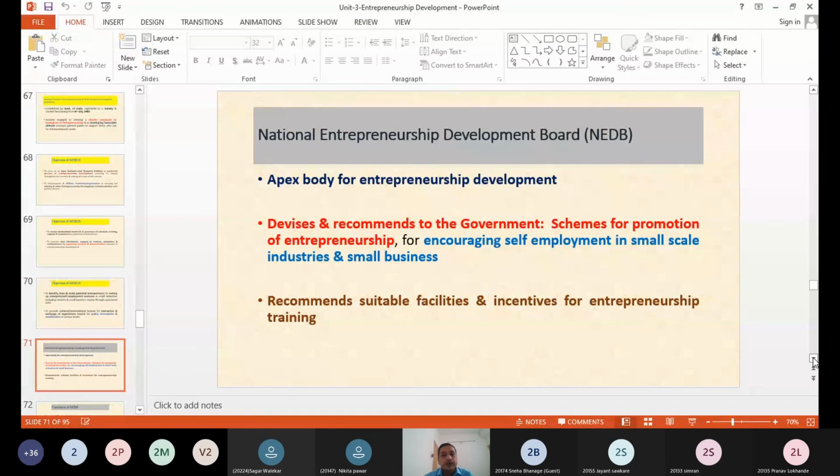The next agency for guiding or assisting the young entrepreneurs is National Entrepreneurship Development Board, NEDB. This is also one of the apex bodies for entrepreneurship development. This NEDB devises and recommends to the government a few schemes for promotion of entrepreneurship, for encouraging self-development in small-scale industries and small businesses. So they recommend different schemes for promotion of entrepreneurship to the government. They also recommend suitable facilities and incentives to be provided to entrepreneurial training.